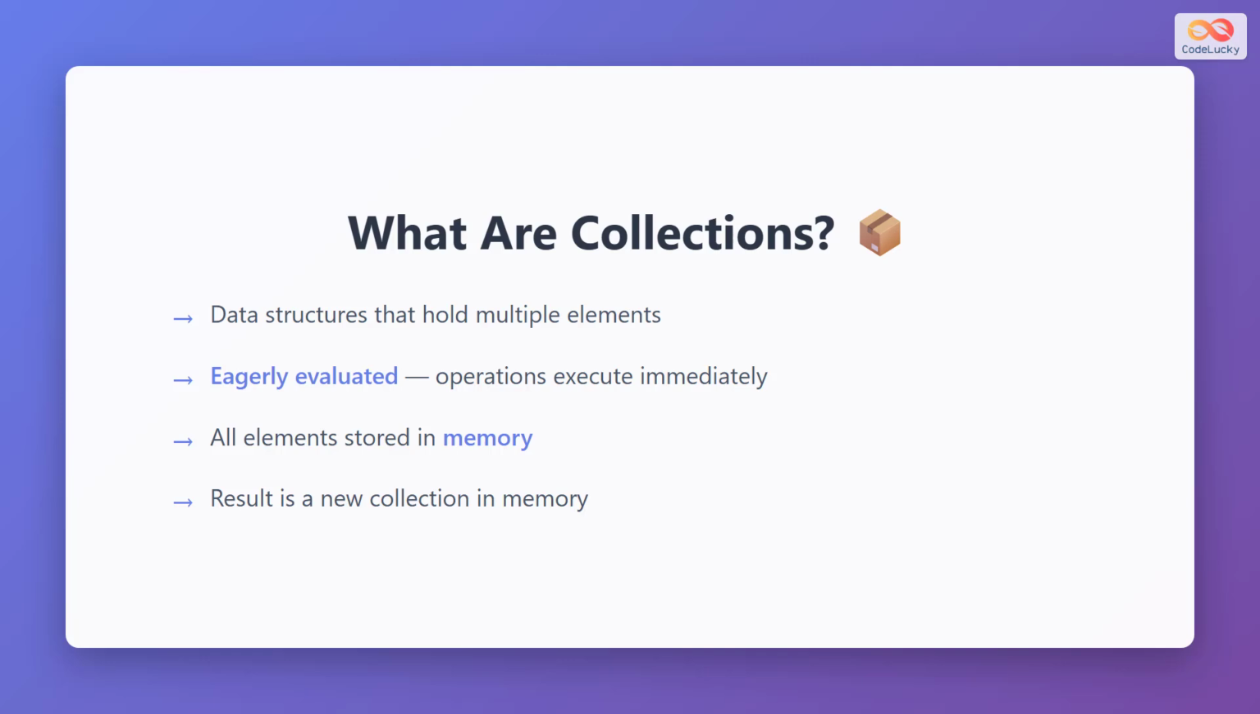Collections are data structures that hold multiple elements. They are eagerly evaluated, which means operations execute immediately when you call them. All elements are stored in memory at once, and whenever you perform an operation like filter or map, the result is a brand new collection created in memory.